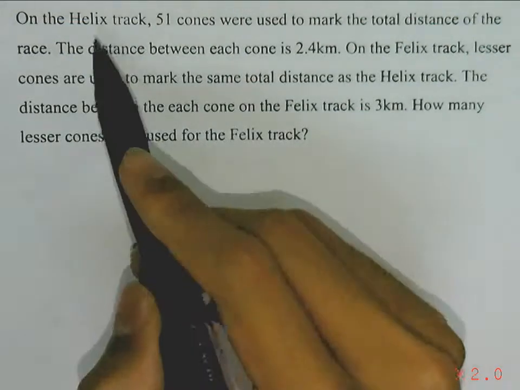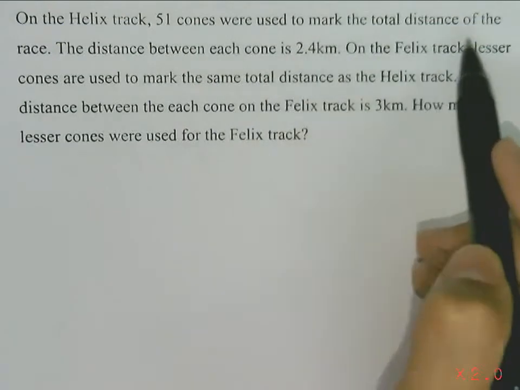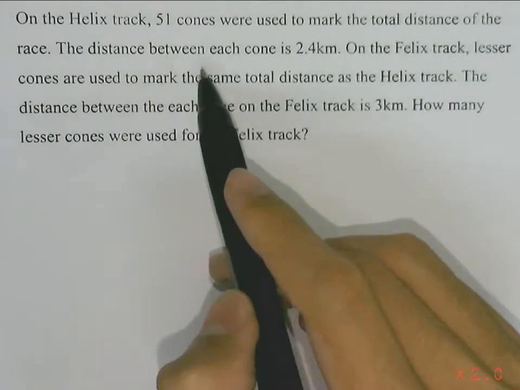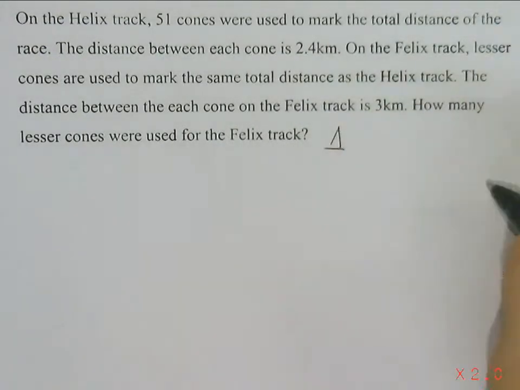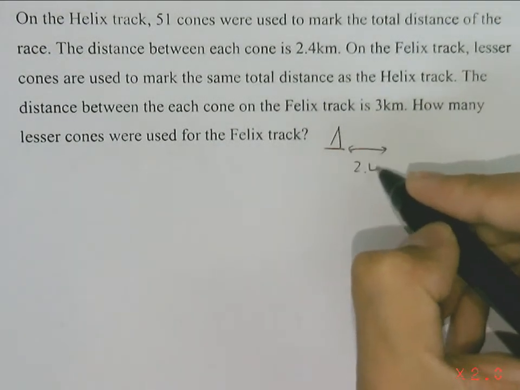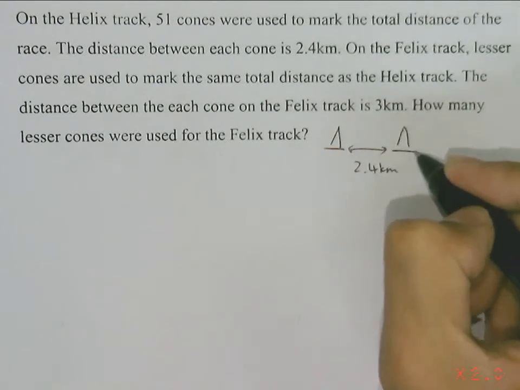So on the Helix track, 51 cones were used to mark the total distance of the race. The distance between each cone is 2.4 kilometers. So from here we see that this is a cone, and the interval between two cones will be 2.4 kilometers, followed by the other cone.